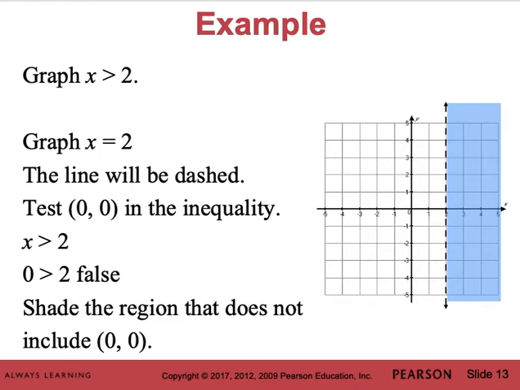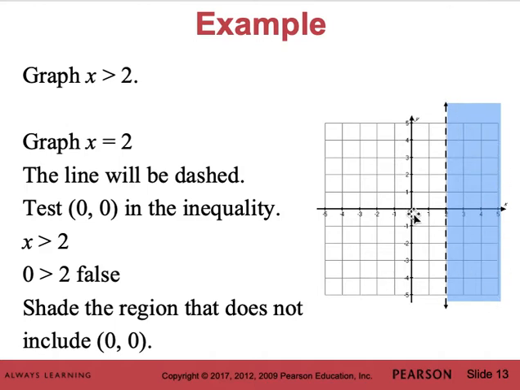Our last example here, graph x is greater than 2. Remember we want to pretend that the greater than sign is an equal sign just to graph it. X equals 2 would mean we're graphing at x equals 2. It would be a vertical line. It is dashed because we don't have an equals underneath our greater than symbol. And now we want to figure out if the shaded region would go to the left of the line or to the right of the line.